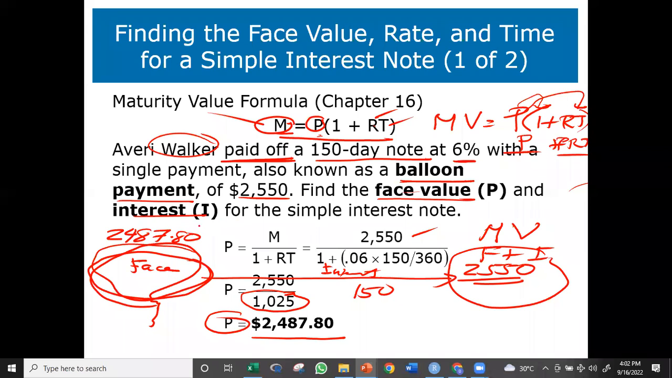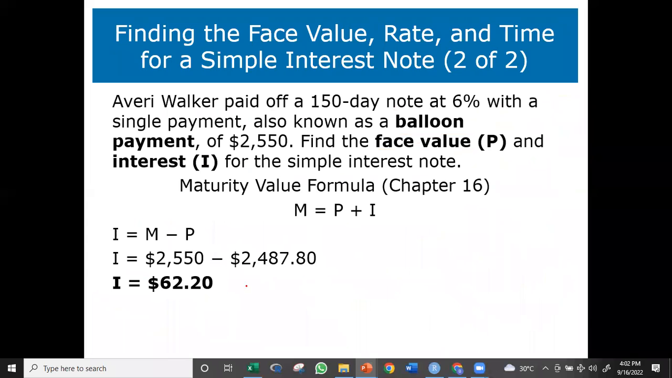Therefore, we can now compute also for the interest. The interest is simply equal to the maturity value minus the principal. So you subtract 2487.80 from 2550, and that gives us the interest of 62.20.